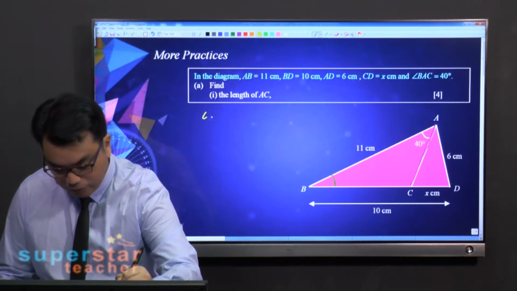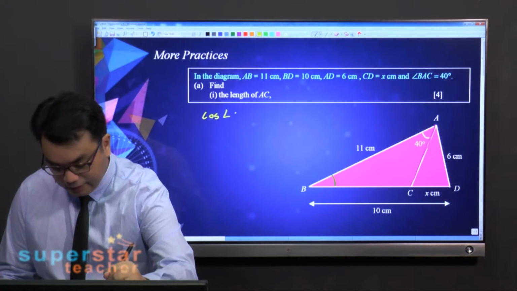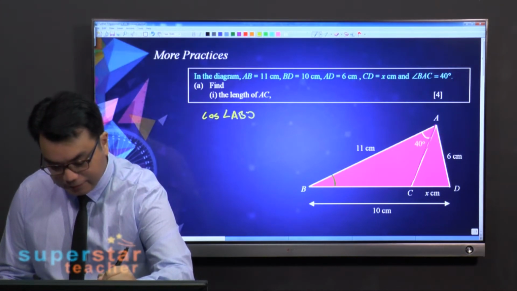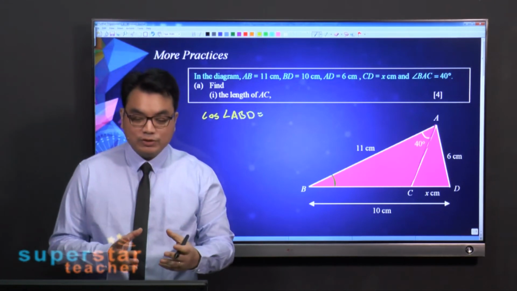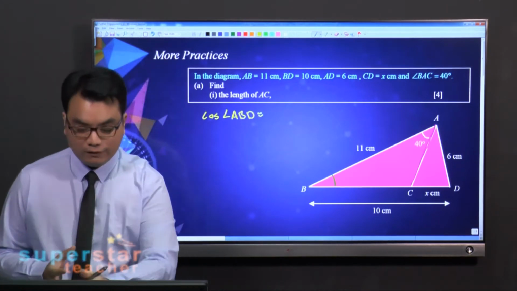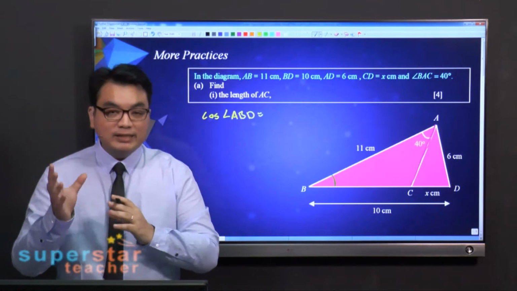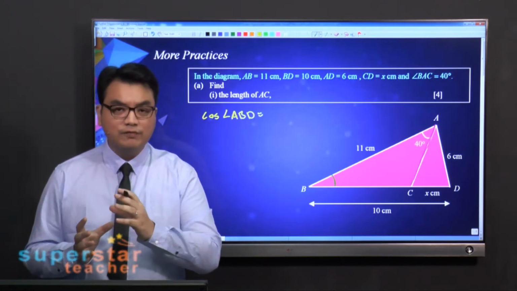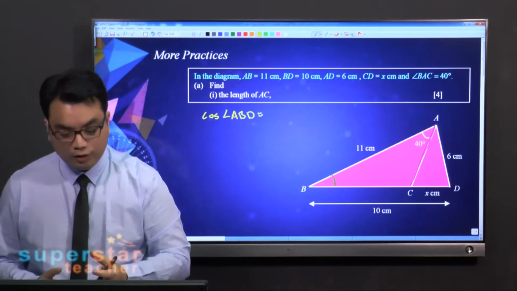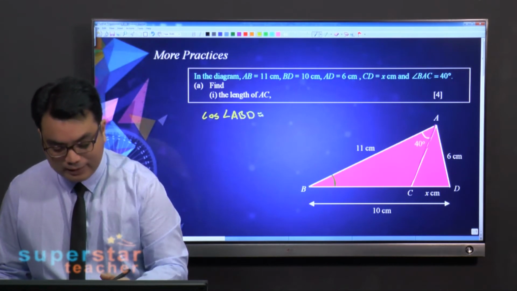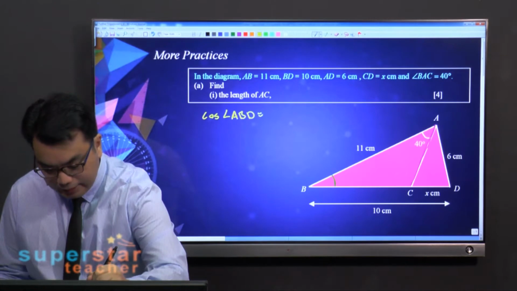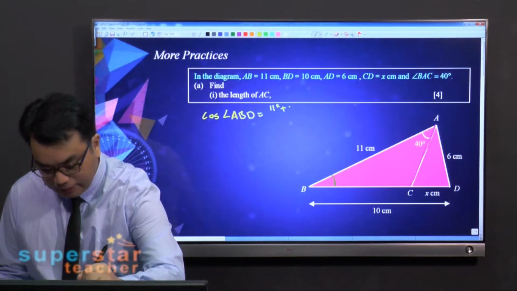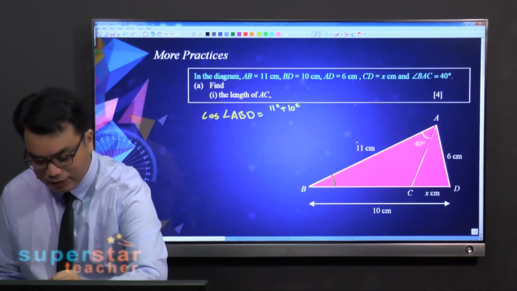cosine of angle ABD. Now if you are quick enough, I think it's a good practice, since we are finding an angle, to mentally rearrange the terms from the formula of the cosine rule to make cosine of angle ABD the subject. So it equals 11 squared plus 10 squared. So this is how I remember.